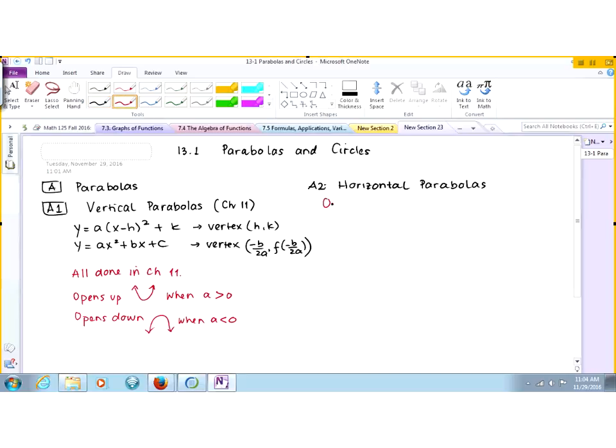What do I mean by horizontal parabolas? Well, it opens right like this when a is greater than 0. So it opens right. And it opens left like this when a is less than 0. So in this case, what about the axis of symmetry? Is it vertical or horizontal? So let's write down. This is horizontal axis of symmetry.